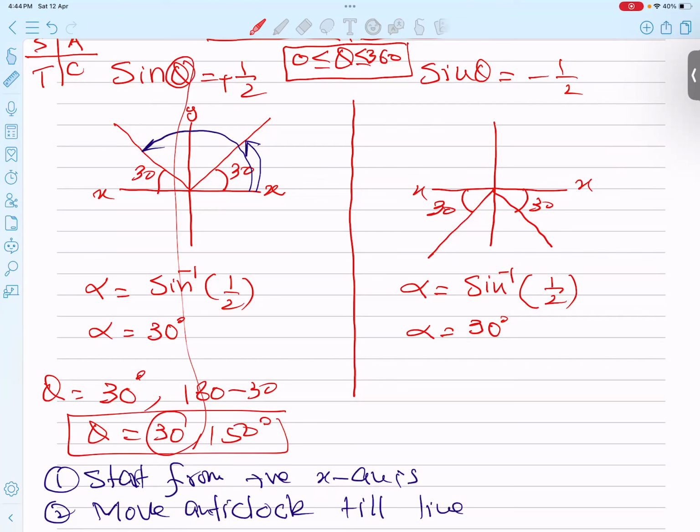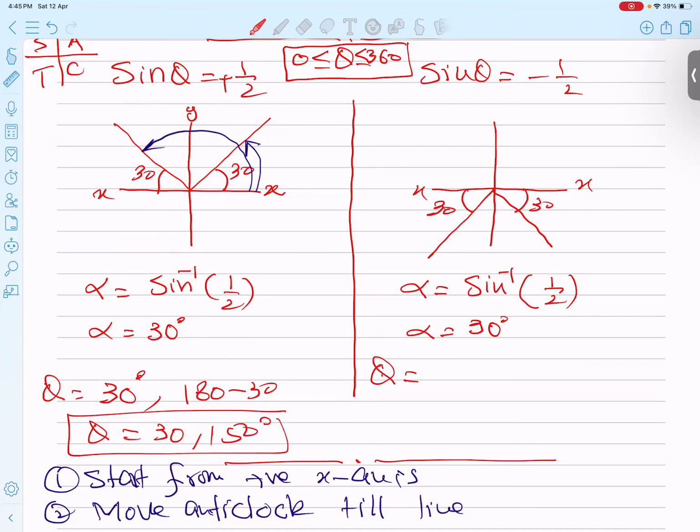Plug in this 30 here, and please type it in the calculator now. All of you follow me. Sine 30 will give you positive half, 100%. And now you plug in 150 here. Sine 150 will give you positive half for sure. Question is completely over. Let's talk about the second one.